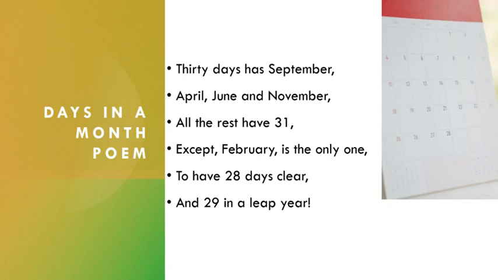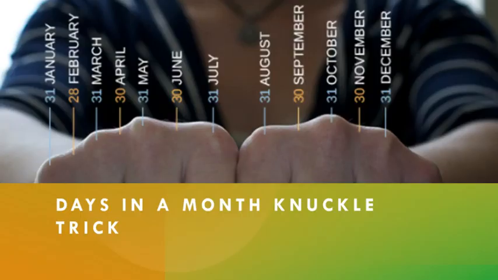There's another way to remember this, though. You can use your knuckles. So every time a knuckle goes up like this, there's 31 days. And then at the dip in between your knuckles, that is less than 31. Remember, February is 28 or 29 in a leap year, but all the rest are 30.